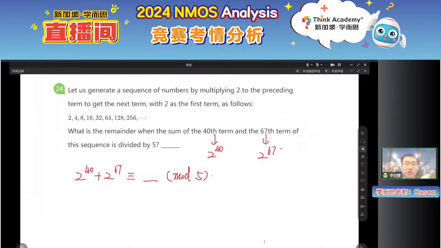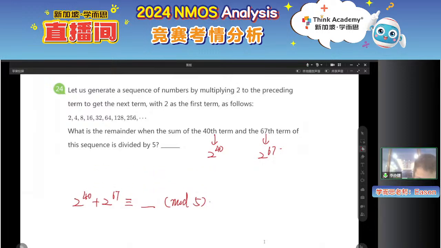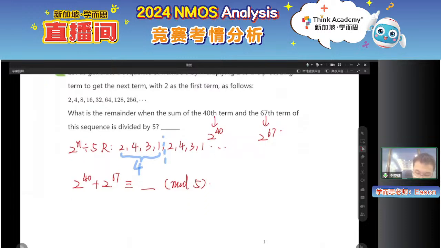For an exponential, to calculate the remainder, we just find the pattern. So 2 to the power of n divided by 5. Yeah, I know the remainder pattern has period 4, but maybe we list it in case you don't know. So n equals 1, 2, 3, 4, 5. The remainders are 2, 4, 3, 1, 2, 4, 3, 1. The period per term is 4.